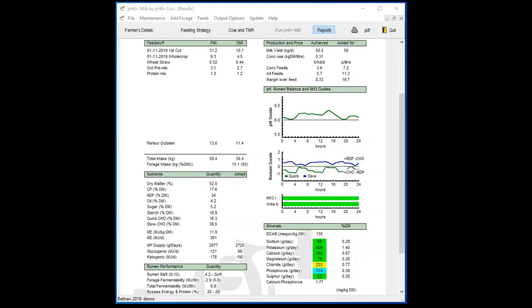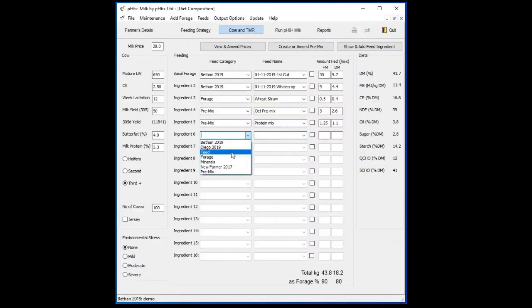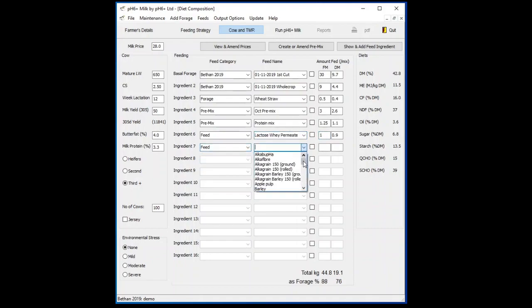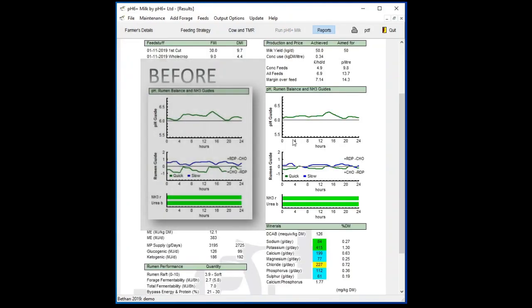To optimize the TMR for a better, more efficient microbial growth, we're going back to the cow and TMR page. And we're going to add another feed here in ingredient 6, lactose whey permeate, and here in ingredient 7, yeast. Now, if we run the report again, we will see that the blue and red lines are near 0, representing a more optimized TMR in terms of microbial growth.